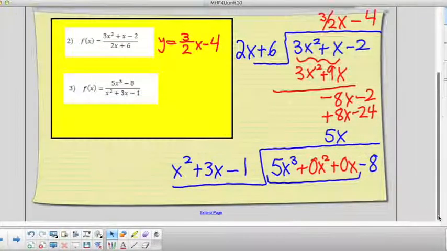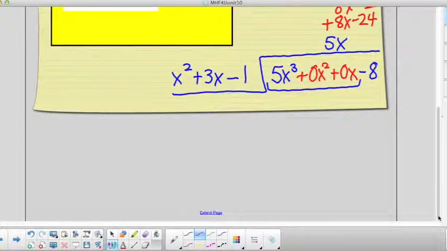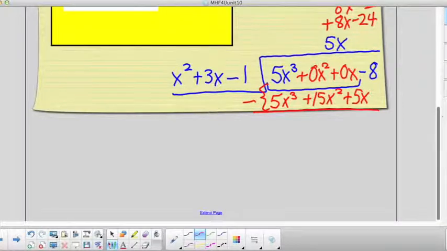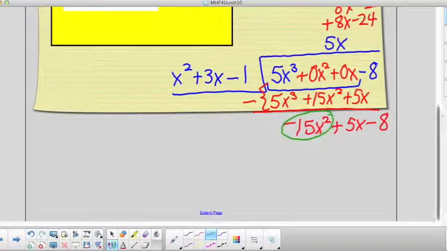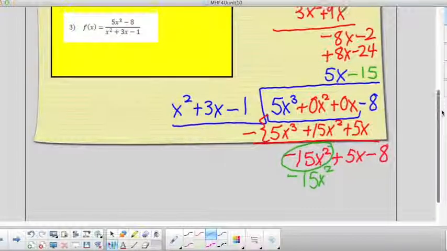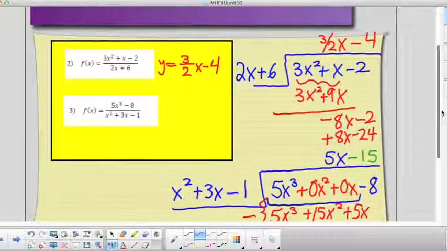And when we do that, we might have to extend the page. When you multiply 5x times x squared plus 3x minus 1, you're going to get 5x cubed plus 15x squared plus 5x. But remember, you have to subtract these two equations, so that positive 15x squared will become a negative 15x squared, positive 5x minus 8. And again, we're really only focusing on the leading term. So x squared plus 3x can go into this negative 15 times. That's how I would get negative 15x squared, and so on. So my asymptote is approximately going to be equal to the equation y is equal to 5x minus 15.